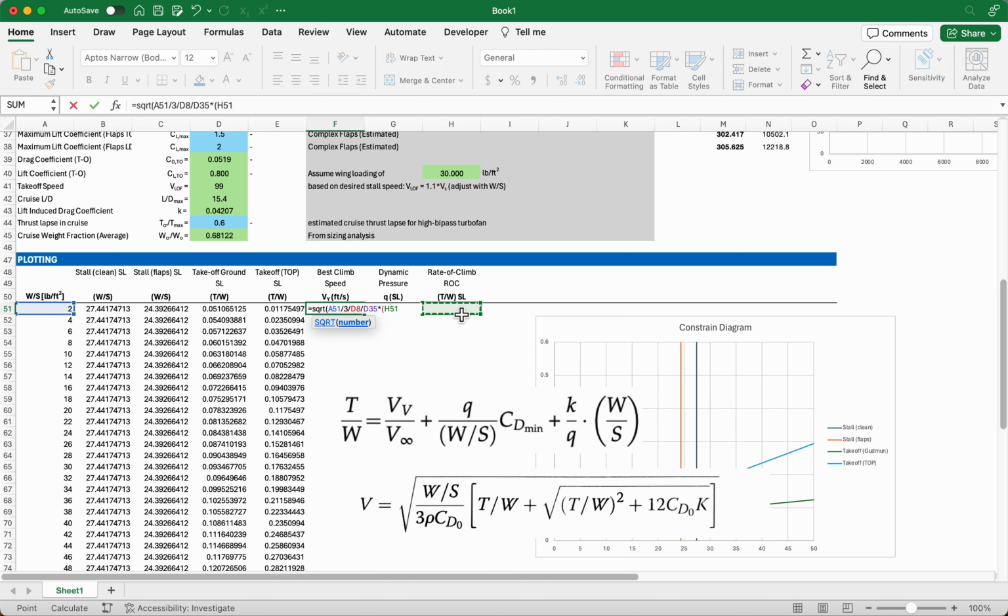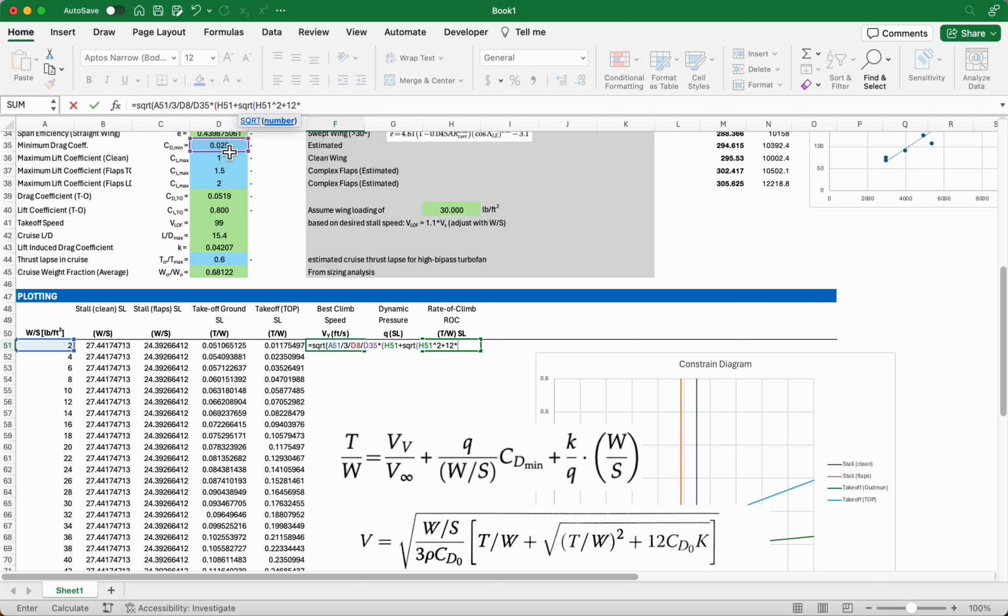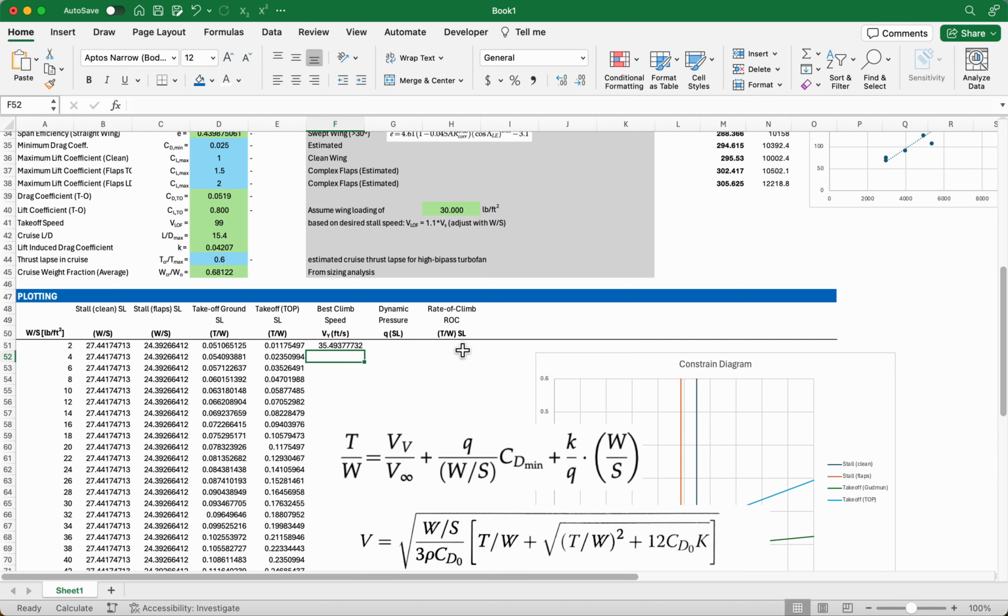and type that in. So thrust to weight ratio plus, we have the square root again, square root of our thrust to weight ratio squared plus 12 times our minimum drag up here times our lift-induced drag coefficient. So I have that calculated over here, 0.04207. So I'm going to have a closed bracket to close off the square root, the small square root, another closed bracket for the next one, and another closed bracket for the large square root. So the answer it should give me is not going to be correct because it's assuming thrust to weight ratio is 0.